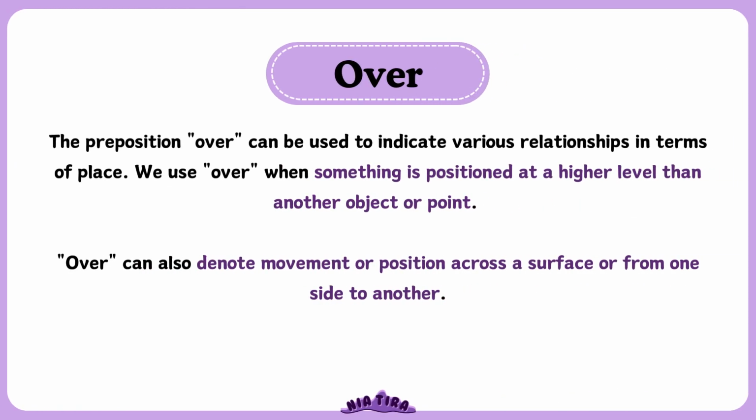The preposition over can be used to indicate various relationships in terms of place. We use over when something is positioned at a higher level than another object or point. Over can also denote movement or position across a surface or from one side to another.